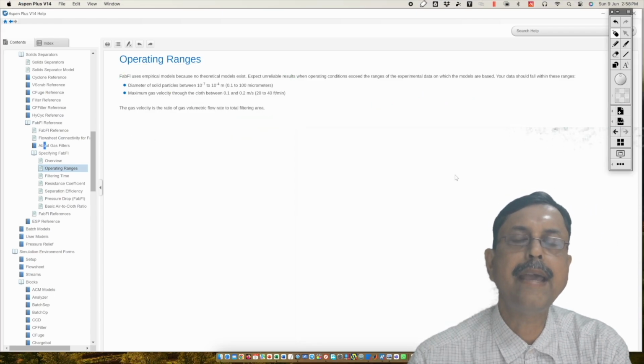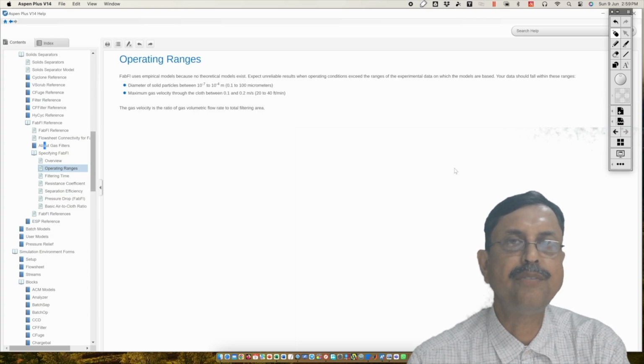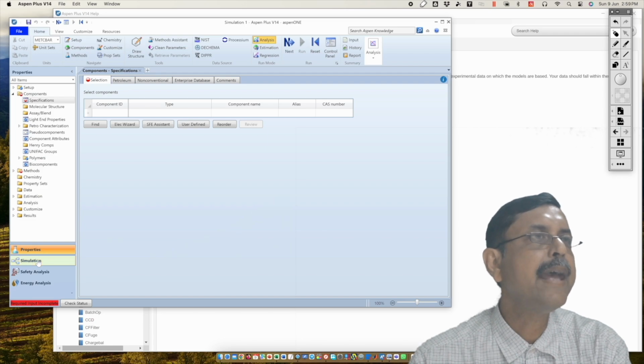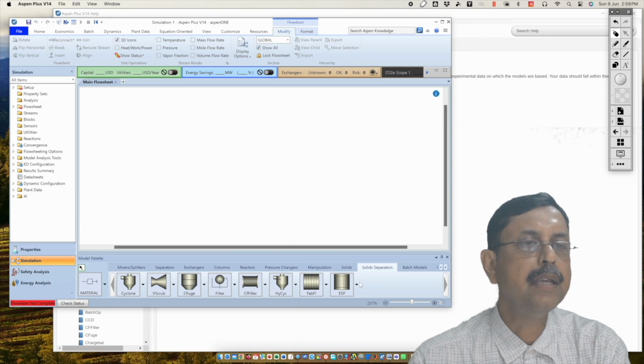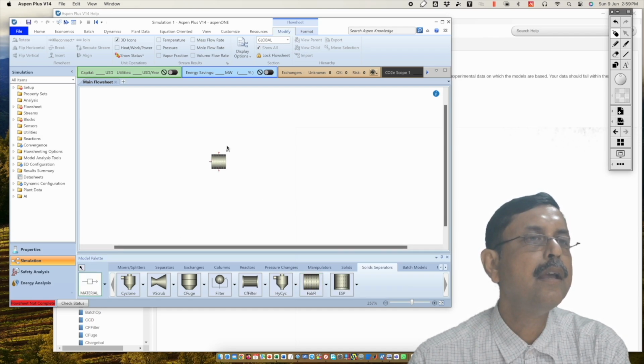Now let us go to the Aspen Plus simulation window and see what other parameters we have to specify. This is the Aspen Plus simulation window, and you will get the solid separator over here. This is the gas-solid separation using fabric filter. So you can bring it over here. This is a feed, this is gas, and this is solid. So it is a gas-solid separator.